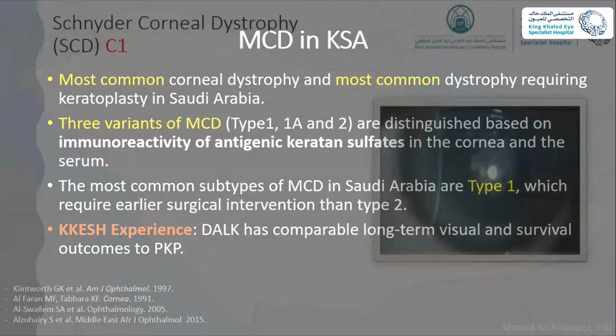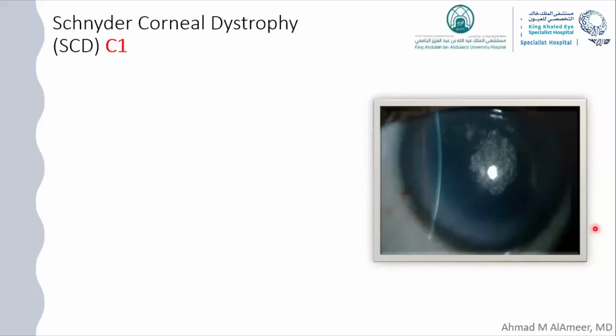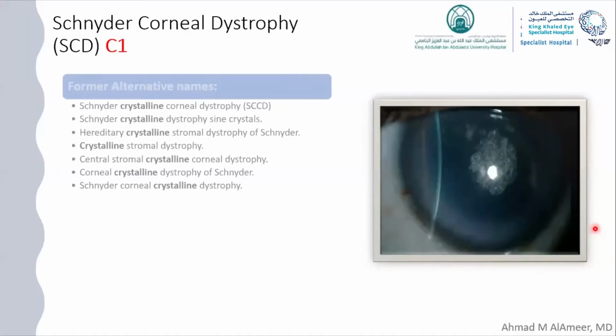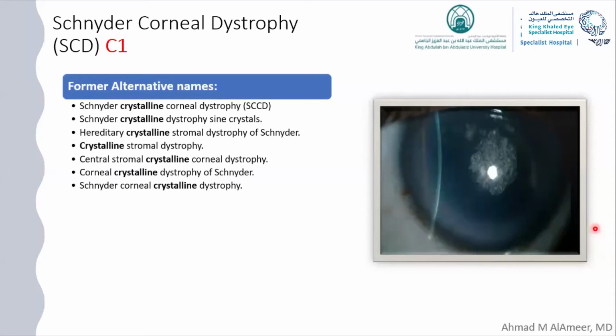Schnyder corneal dystrophy. So this is the one associated with systemic disease. When you look at the formal alternative names, most of them have this word crystalline. So the name crystalline is a misnomer. This picture shows the crystalline deposits. The name crystalline is a misnomer, as 50% actually don't have these visible crystalline deposits.